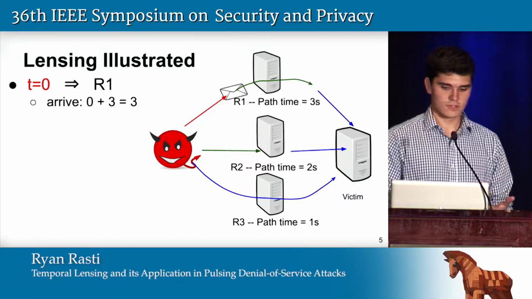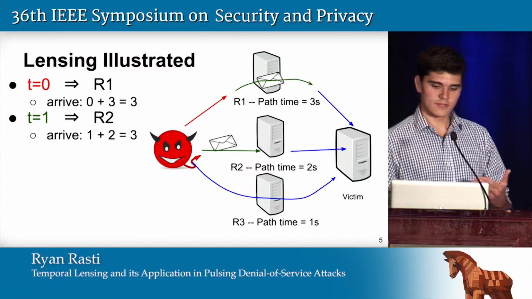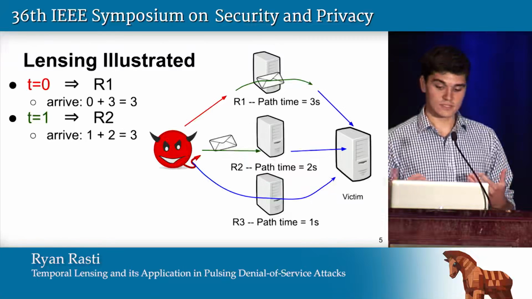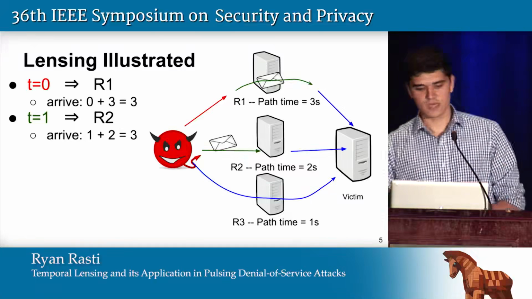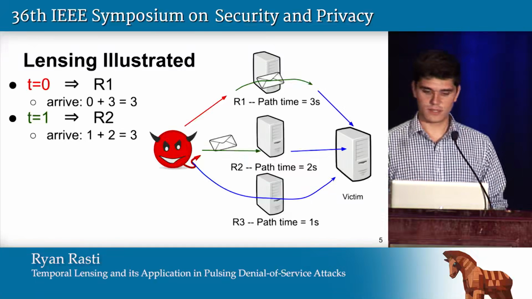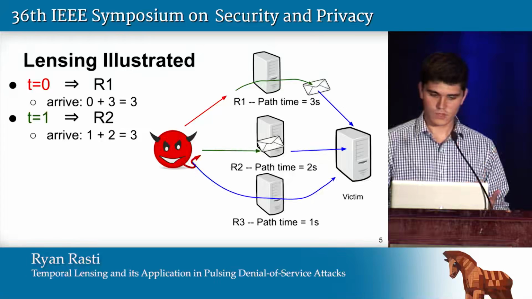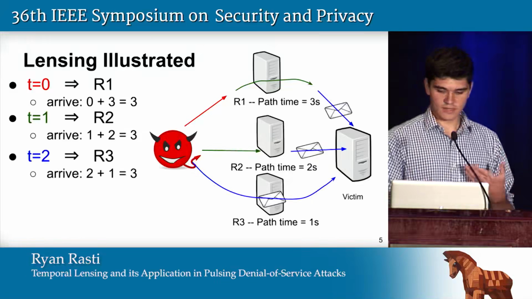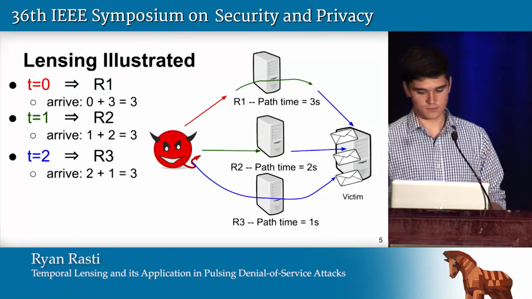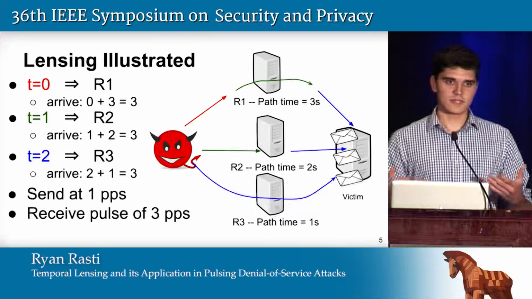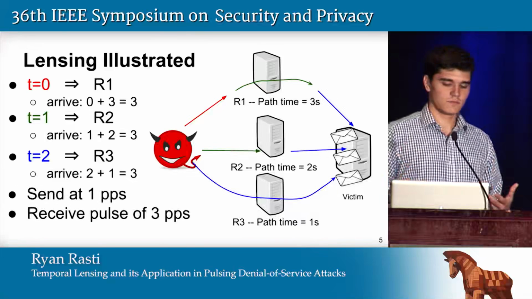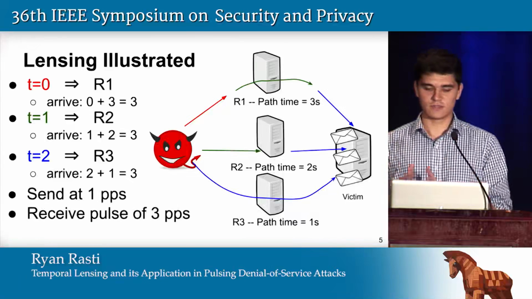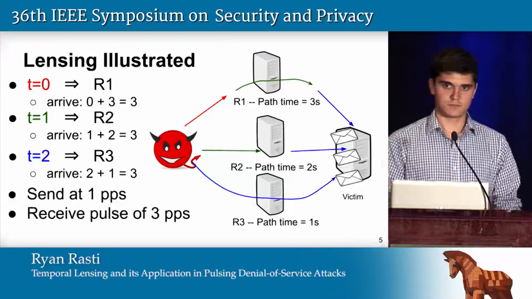And so this packet travels through the network, and at time 1, the attacker will send towards R2. And since this path time is 2 seconds, right, this packet will also rendezvous with the victim at time 3, right? And then at time 2, we do the same thing with the third reflector, and that also will rendezvous at time 3 at the victim. So what we've done here is we've sent at a rate of only 1 packet per second, but we see that at the victim, we're able to concentrate this traffic into a short pulse of 3 packets per second.